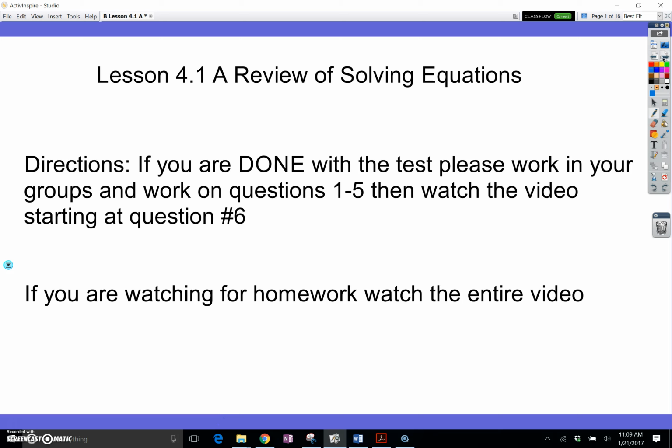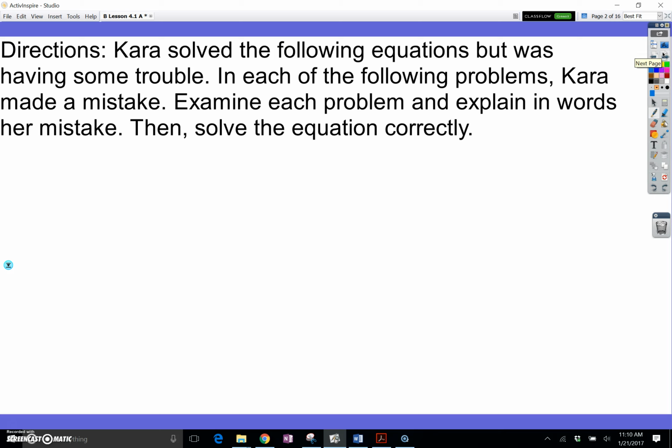So what we're going to do is you're going to see 5 problems. You should be looking at the table, and I want you to tell me what mistake Kara solved. So Kara solved the following equations, but was having some trouble. In each of the following problems, Kara made a mistake. Examine each problem and explain in words her mistake, then solve the equation correctly.